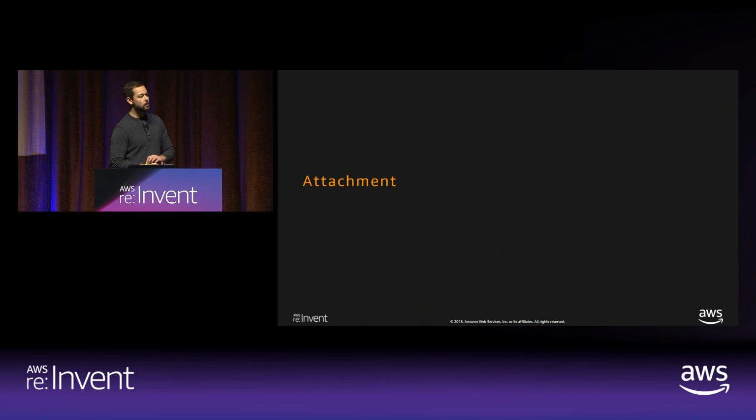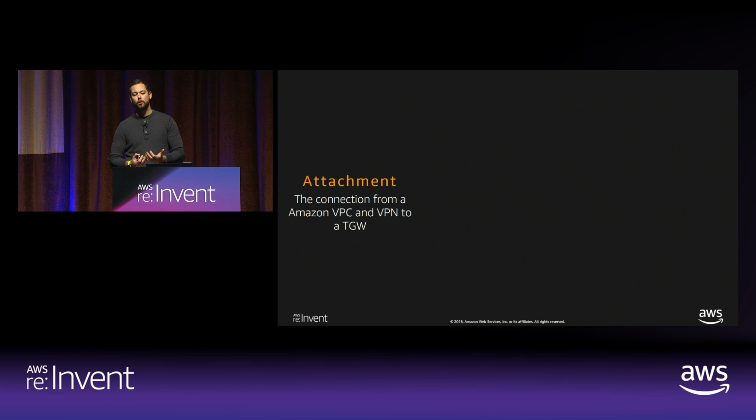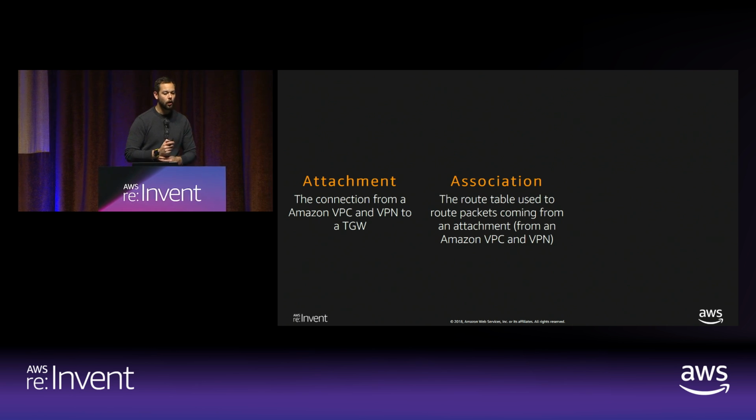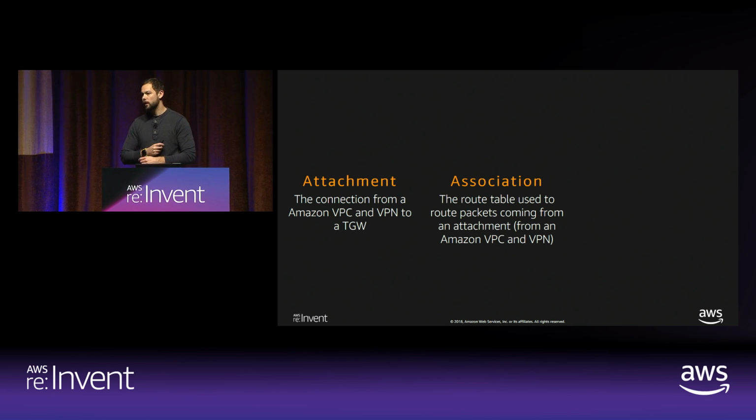So let's define some terms here a little deeper. An attachment is really the connection from an Amazon VPC to a VPN or a TGW. So you've got the VPC or a VPN and you attach to the TGW. Great. Association, what's that? I haven't heard of that before. Okay, an association is a route table used to route packets from an attachment to an AWS VPC or VPN.